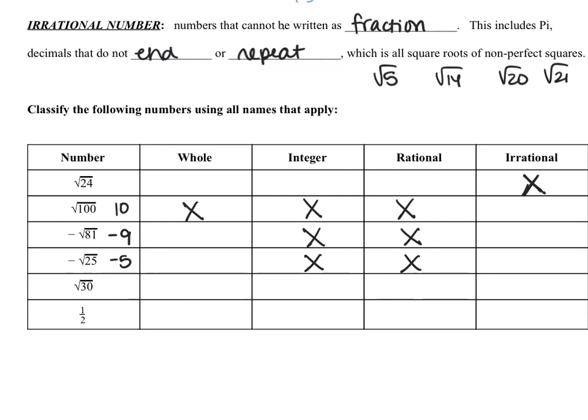The square root of 30, 30 is not a perfect square, so that's going to be irrational. And then 1/2, it's not whole because it's a fraction, it's not an integer because it's a fraction, but it's a fraction, so therefore it's rational. So anything that's a square root of 30 or 24, if you were to type these into a calculator, they would give you never-ending, never-repeating decimals, and therefore they are irrational. There would be no way to write these as a fraction.